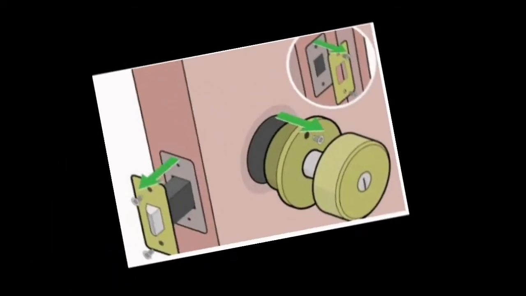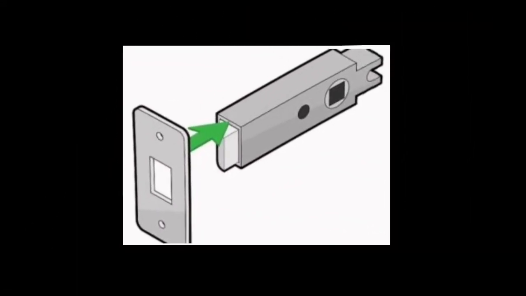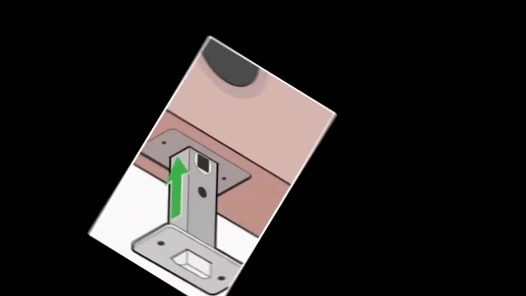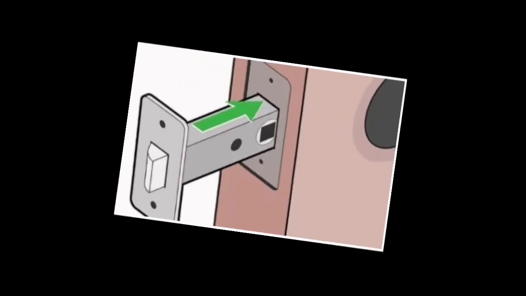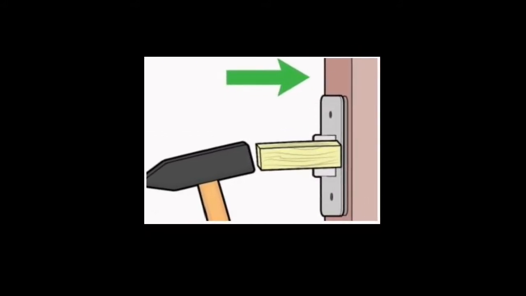And now, let's proceed to the installing section. First is how to install a doorknob. Step 1. Remove the old knob, latch, and strike plate. Step 2. Install latch plate on top of the latch. Step 3. Slide the latch inside the edge of the door. Step 4. Use wooden block and a hammer to tap it into place.